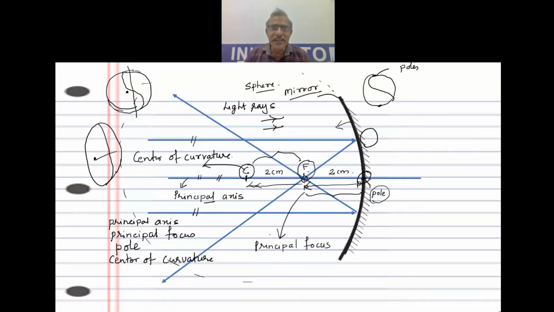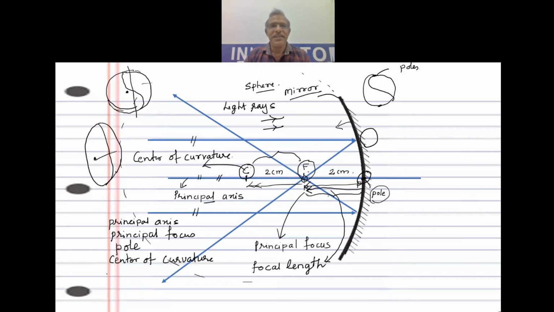In addition to this definition, let me define another definition, and that is focal length. This definition is very simple. Distance from pole to principal focus is called focal length. So this is the focal length. And what is the value of focal length in our diagram now? It is just 2 meter. Right? Just 2 meter.